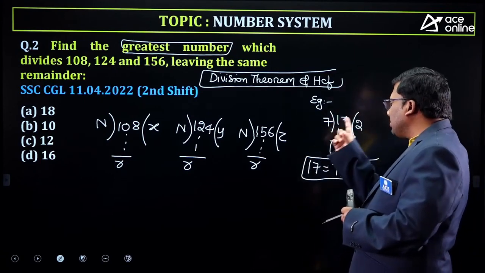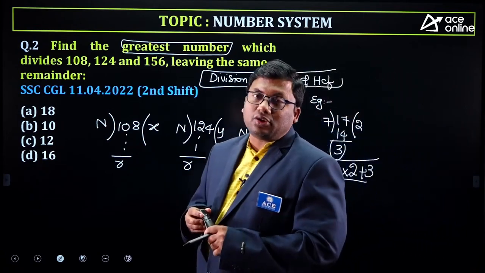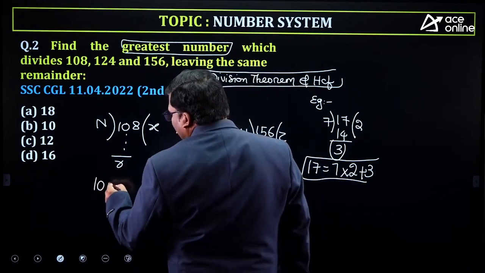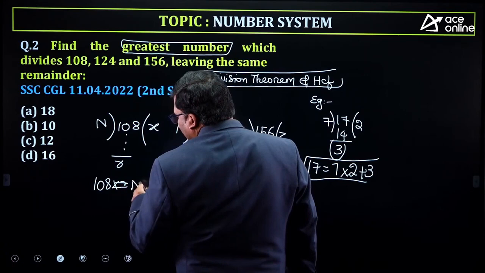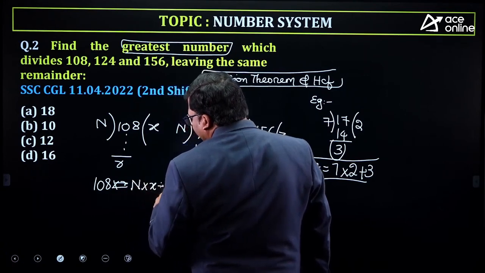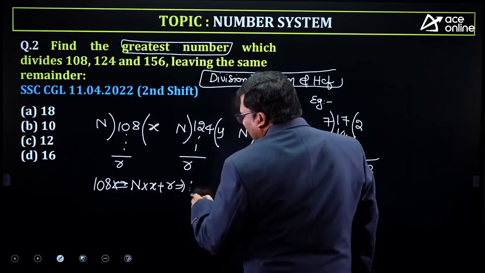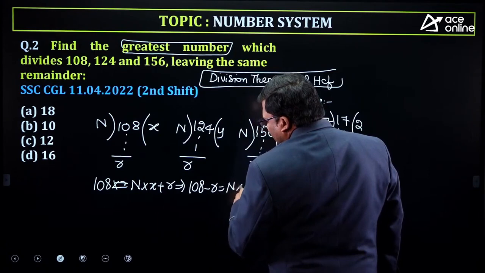17 is given by 7 into 2 plus 3. Dividend is equivalent to divisor into quotient plus remainder. So 108 is n into x plus r. Similarly, I can write it as 108 minus r is n into x.